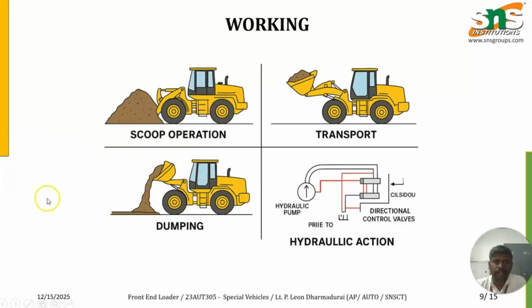With the help of this front end loader, we can do the scoop operation, and we can transport the scooped loosened materials from one place to another. When we reach that place, we can dump by changing the angle of the bucket. The whole process is controlled by the hydraulic system, which consists of the hydraulic pump, the reservoir, the hydraulic valves, and the motor. With the help of the hydraulic pump, the normal fluid is converted to pressurized fluid and sent to the hydraulic cylinder to actuate the bucket and the boom.